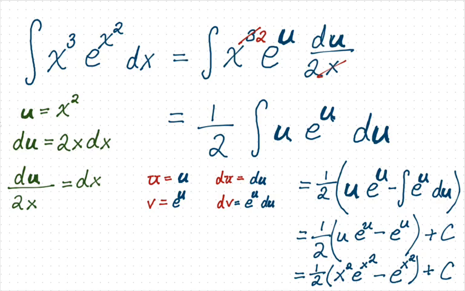Why do you do the 1/2 in the first place? Because when I have du equals 2x dx, and I solve for dx, dx is equal to du over 2x. So the x's cancel, but then I pulled that 2 in the denominator out front. And then the trickiest bit is to make sure that that 1/2 is being multiplied by everything. The uv and also the minus the integral of v du.